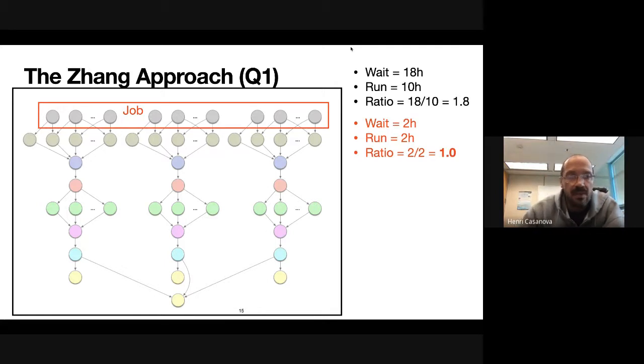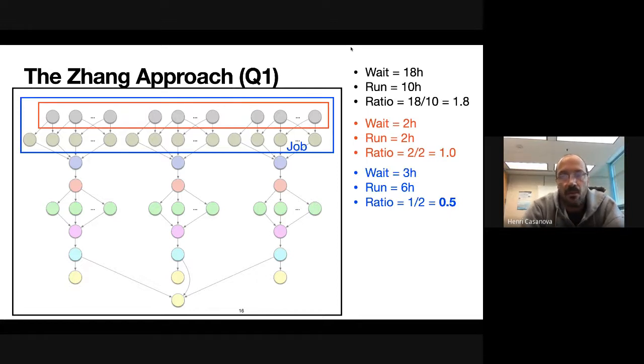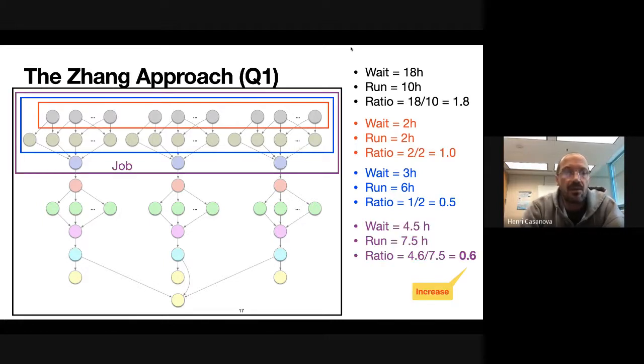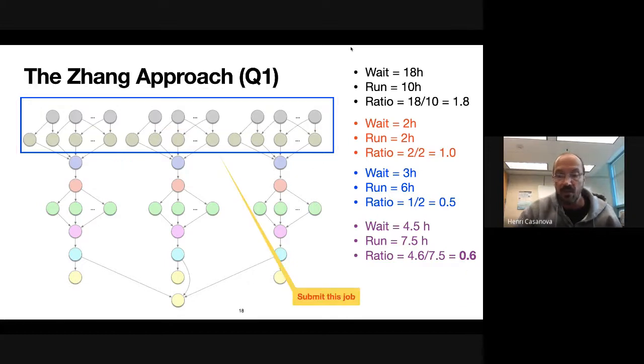Therefore, I keep going, and I look at the first two levels, the blue jobs. And let's say for this one, it's 3 and 6. So the ratio is 0.5. I keep going, and I consider the first three levels, the purple jobs. And let's say for this one it is 4.5, 7.5, and the ratio is 0.6. That's an increase compared to 0.5. So then Zhang stops and says, therefore, we're going to submit the blue job. And so the first job will be the first two levels of the workflow. Okay, so that's how Zhang answers question 1. This is a pure heuristic. There is some justification in the sense that, of course, we want a low ratio, but there are many other choices here that could be made. Okay, so then Zhang submits this job.